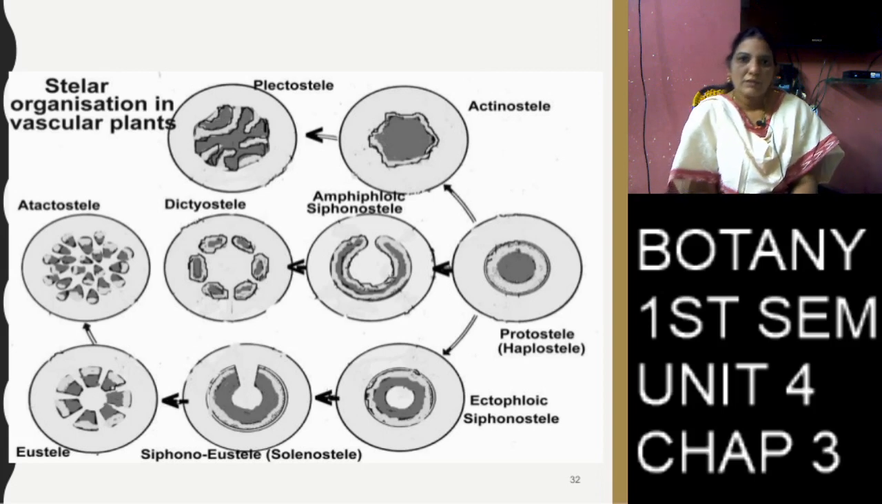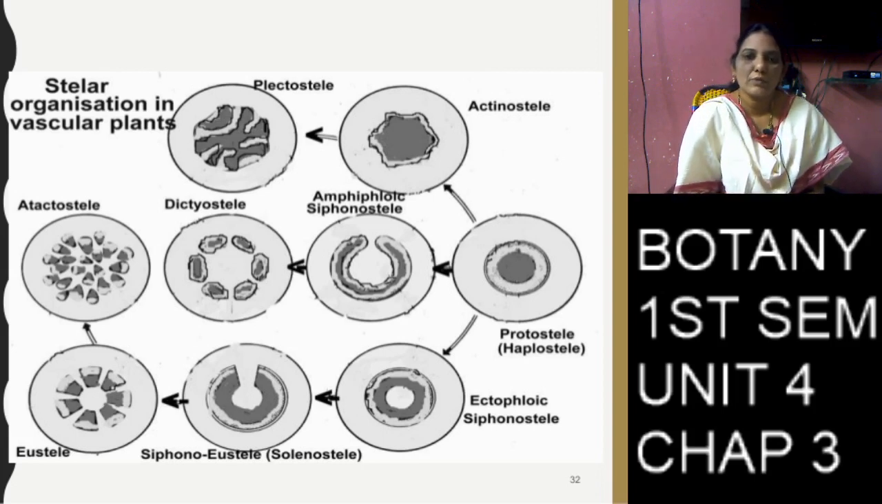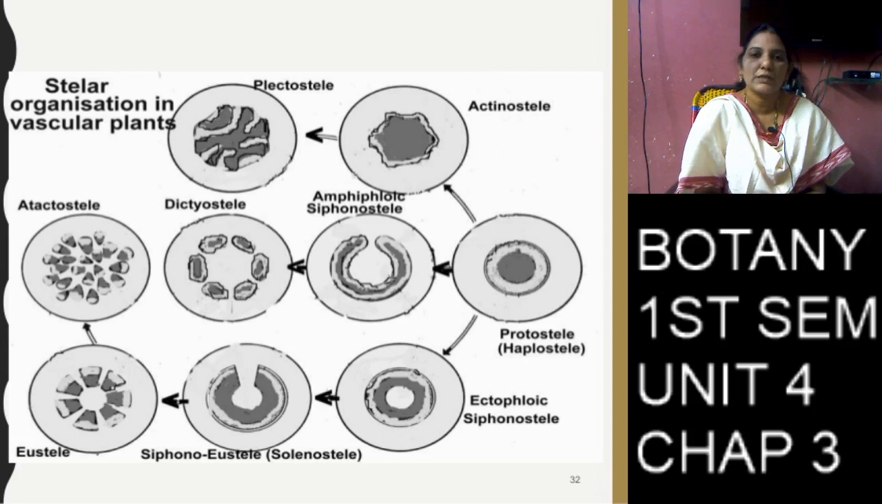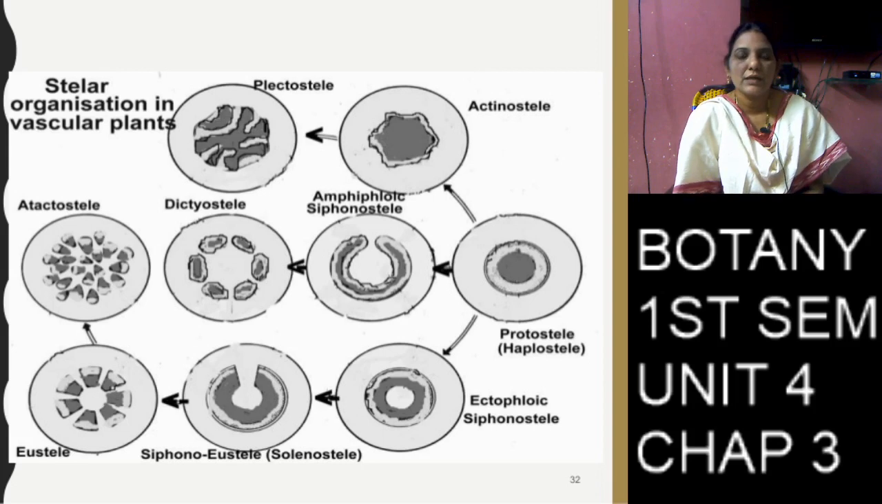Then protostele. In protostele, the middle part is called xylem, and the xylem is covered by the phloem, the phloem is covered by the pericycle, and the pericycle is covered by the endodermis. So this type of stele is called protostele.